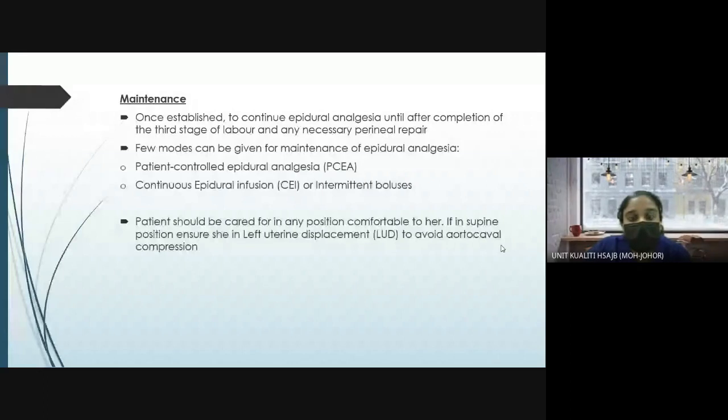A few modes can be given for maintenance of epidural analgesia: patient-controlled epidural analgesia, or continuous epidural infusion, or intermittent boluses. The patient should be cared for in any position comfortable to her. If in supine position, ensure she is in left uterine displacement to avoid aortocaval compression.